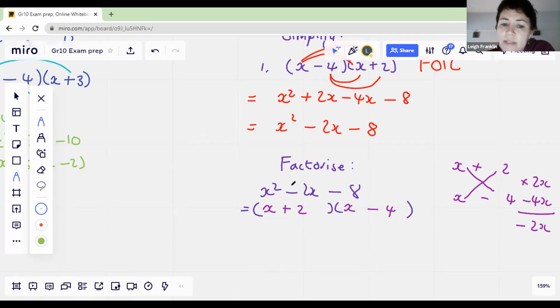One bracket has a plus, the other bracket has a minus. But of the two numbers, of the two factors that we used, if the middle term was negative, the larger of the two numbers is the one that had to have the minus sign. So that's why the minus sign belongs to the 4 in this case. Does that make sense? Can you see how factorizing and foiling are the opposite of one another?